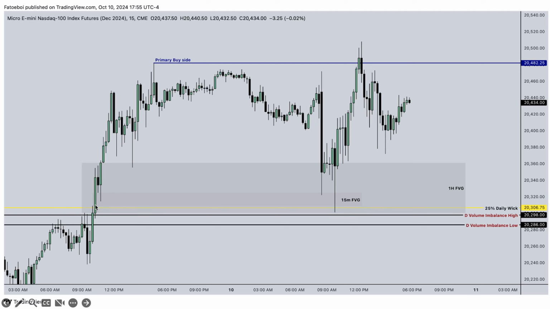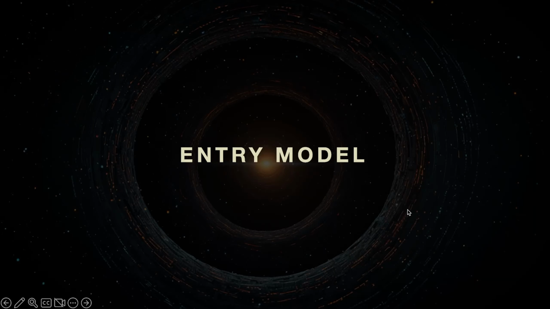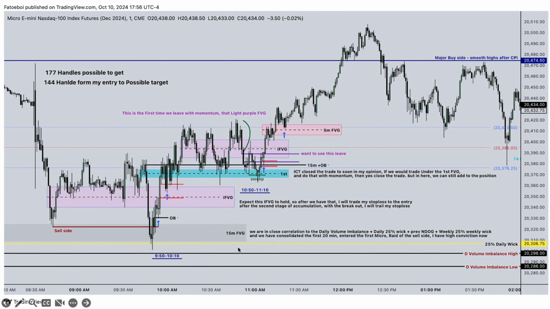we did here. We see the 50-minute fair value gap. We wick that, we mohawk that, and it's important. This price is important, the 25% of the daily wick, because we have sell side liquidity resting below here. Eventually we raid that, then we trade higher to the minor buy side smooth highs after CPI, and even higher to primary buy side liquidity.